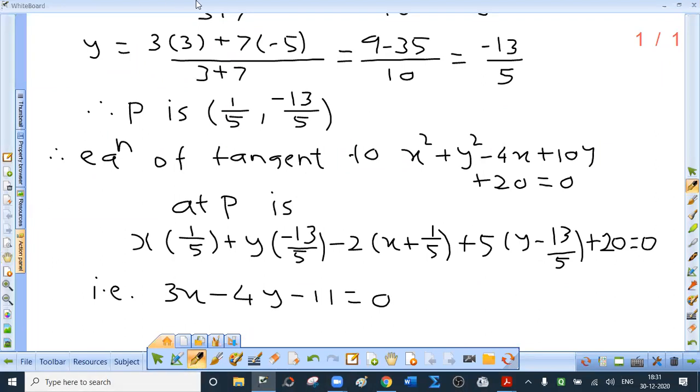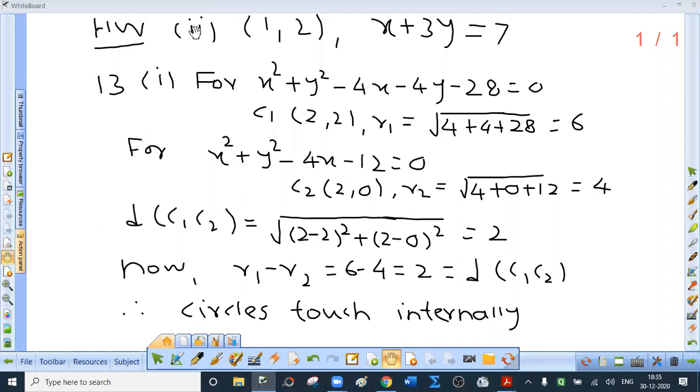So this is common tangent. Just check the answer. Actually, second is for homework. Common point is 1, 2 and this is common tangent.